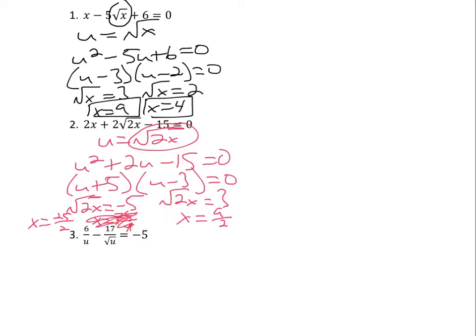Remember, we have to plug these both back in to make sure they work. When you plug in the 25 over 2, it's actually going to be 25 plus 10 minus 15, which is not 0, so that one's not going to work. The 9 over 2 does work, because we'll have 9 plus 6 minus 15 equals 0. That's the only answer.